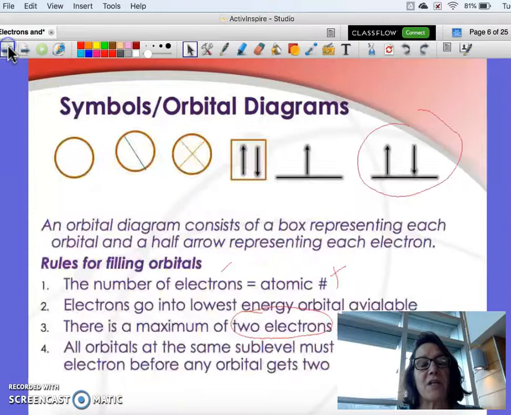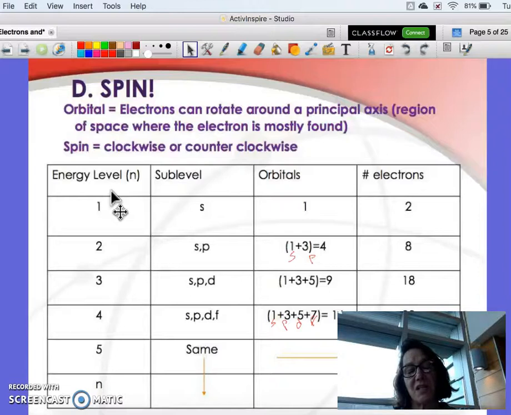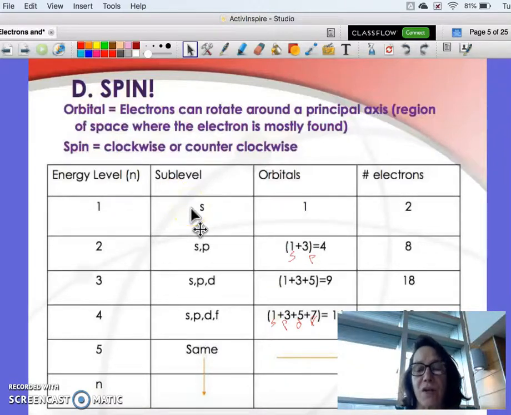We said that within those energy levels are sublevels. First energy level has only an S, the second has an S but it adds a P, the third has the S and the P and it adds the D, and so on and so forth. An S sublevel always only has one orbital. A P sublevel has 3, a D sublevel has 5, and an F sublevel has 7. So SPDF, 1, 3, 5, 7.